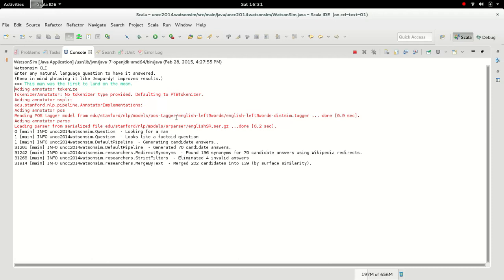It found 70 candidates using the primary generation. It added synonyms using Wikipedia redirects, and then merged the results according to the similarity of their text. It also eliminated several types of invalid answers, such as URLs, text in other languages, and paraphrases of the question.